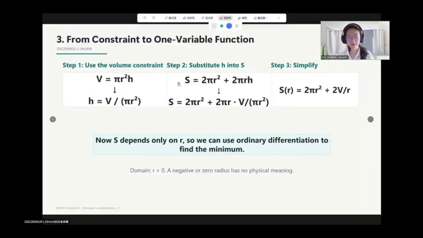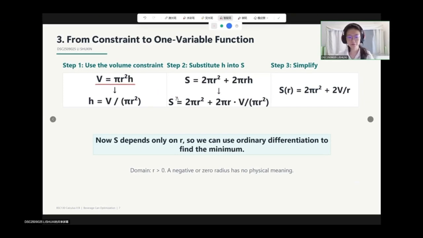Hello everyone, my name is SHUXIN and my student ID is BSC2509025. In the previous section, we established the mathematical model for our beverage can. Now, I will use calculus to solve the optimization problem and determine the most cost-efficient dimensions of the can. We begin with the volume constraint.